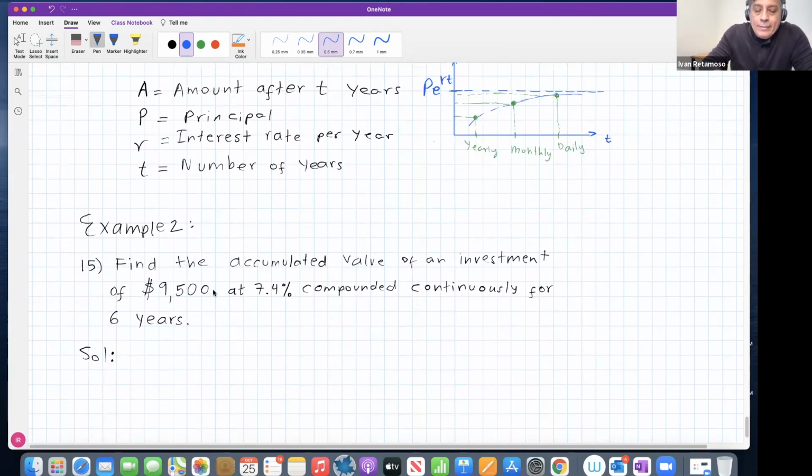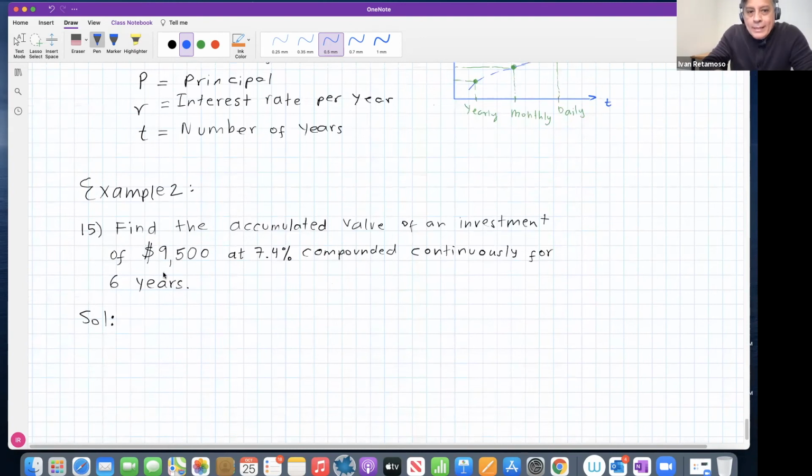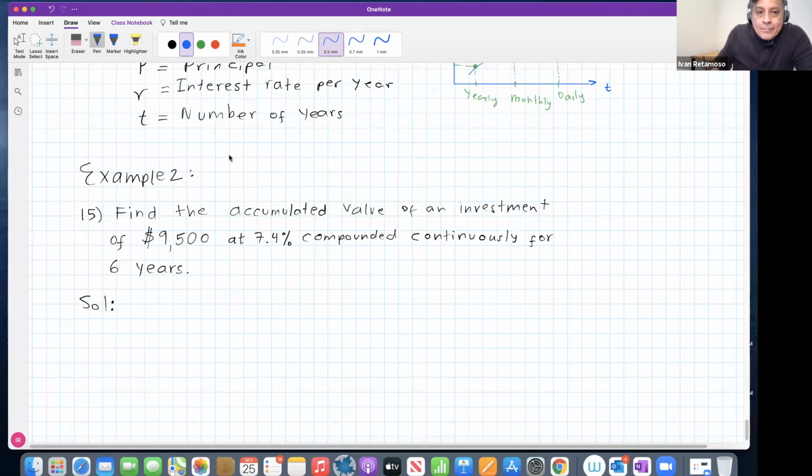All right, so example, suppose they say, find the accumulated value of an investment of $9,500 at 7.4% compounded continuously for 6 years. Aha, I see this word continuously, or this phrase, better said, right?